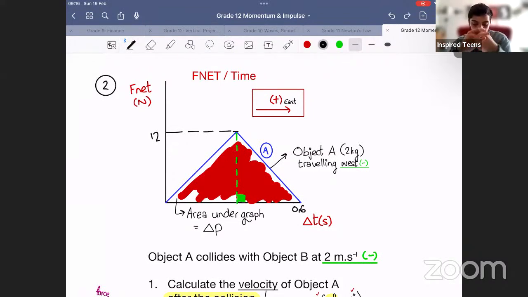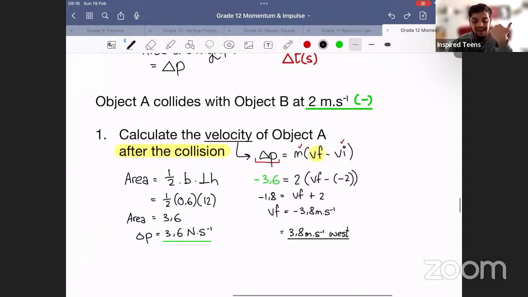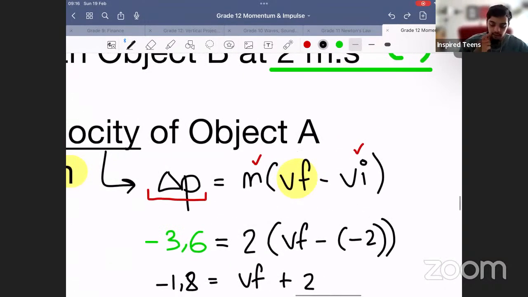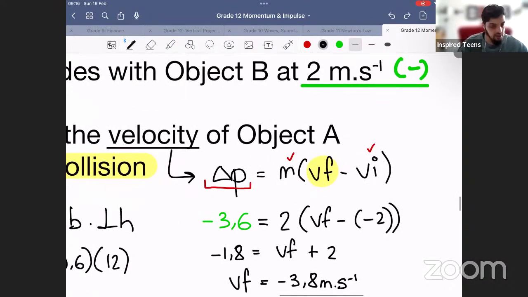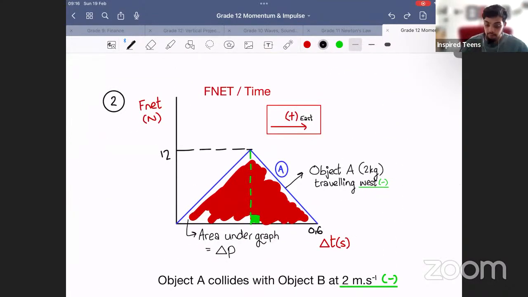In this case, we have the initial velocity of object A. We have information that it's traveling west. We have its mass, all given in the question. They then tell us to calculate the velocity of object A after the collision. Velocity can be found using this formula, delta P is equal to m times (v final minus v initial), where we have the mass, we have v initial, and we want v final. However, impulse is unknown, and that's why we use the graph to calculate the impulse.